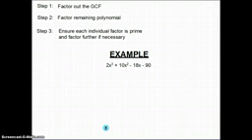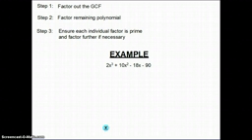Step 1, anytime you are factoring, is to factor out the greatest common factor. Step 2, we factor the remaining polynomial. And step 3, we are going to ensure that each individual factor is prime. If not, we are going to factor them further until they are prime.